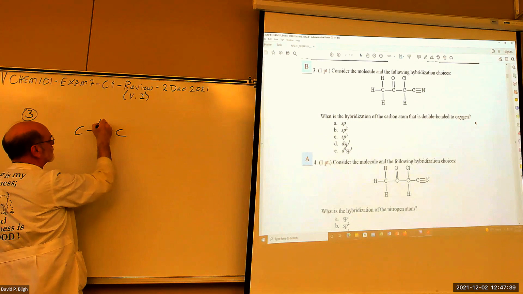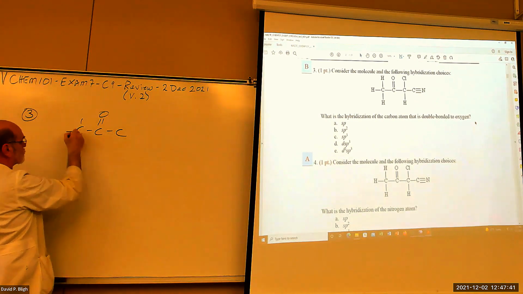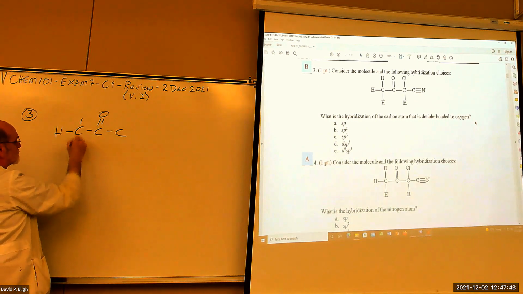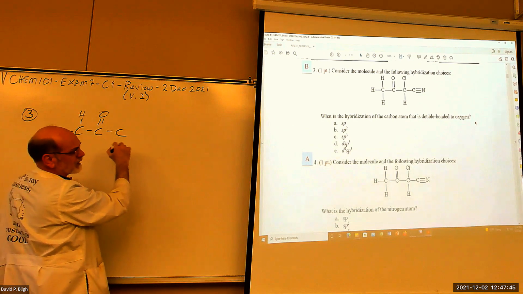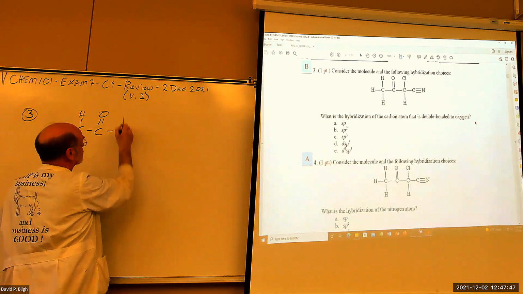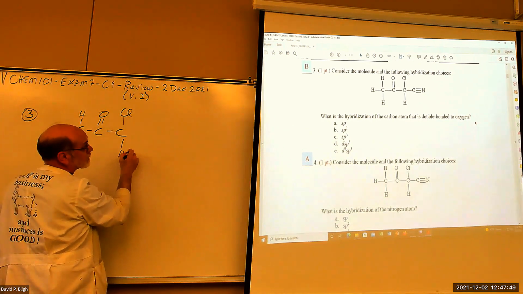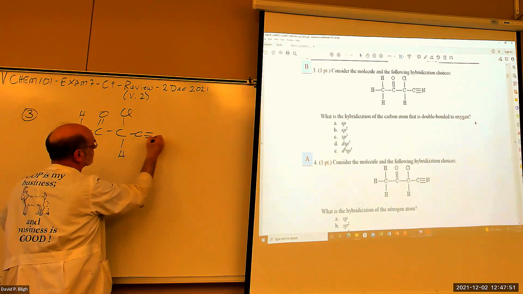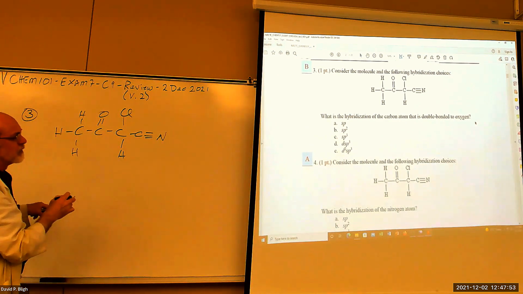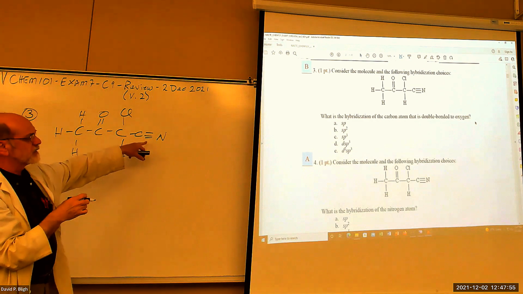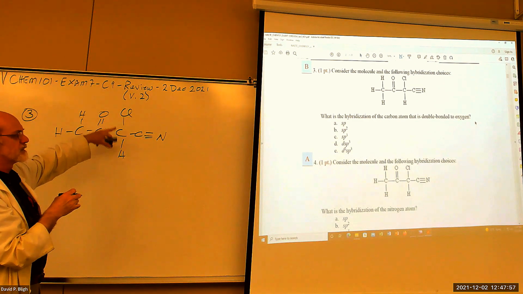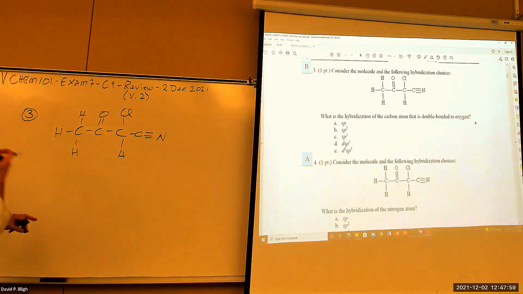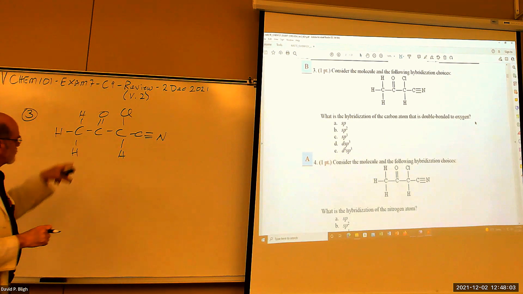Let's see, middle one. This one. And let's see, chlorine, nitrogen. All right. 1, 2, 3, 4 carbons, a nitrogen, okay, so that one's good. What's the hybridization of this carbon right here?